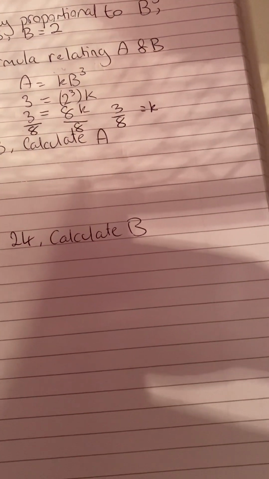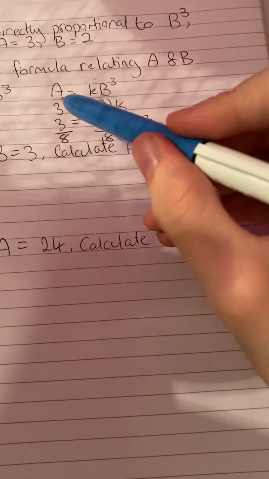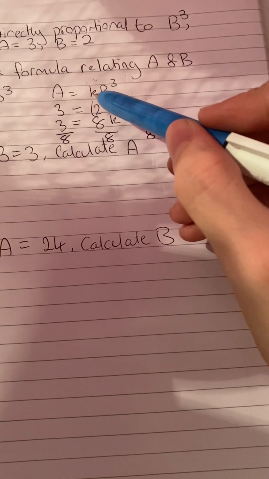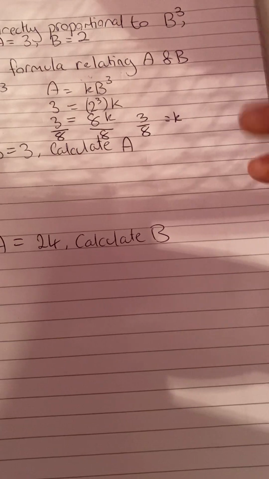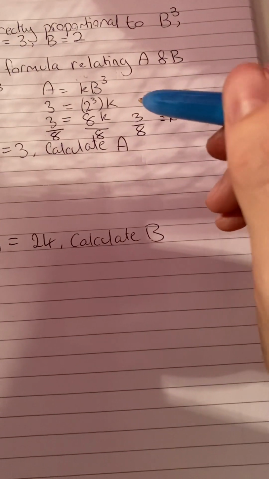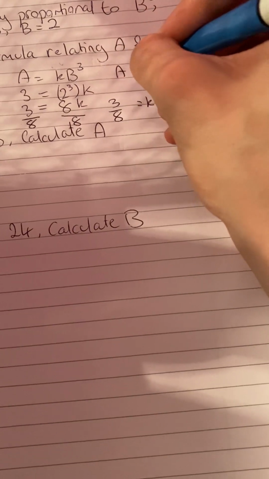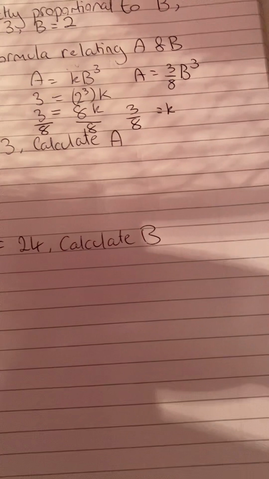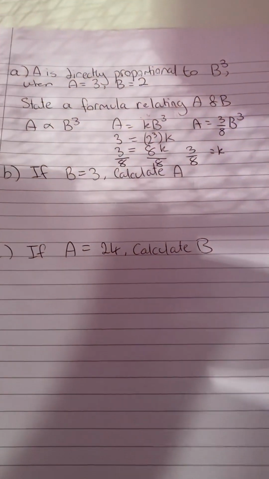So from this, we now have our expression more or less. Our original expression, A equals K B cubed, where K is a constant of proportionality. Because it's a constant, now that we know what it is, it stays. It never changes. So A is going to be equal to 3/8 B cubed, and that's our relationship between A and B. So that's part A, and that would be for the majority of the marks on this.